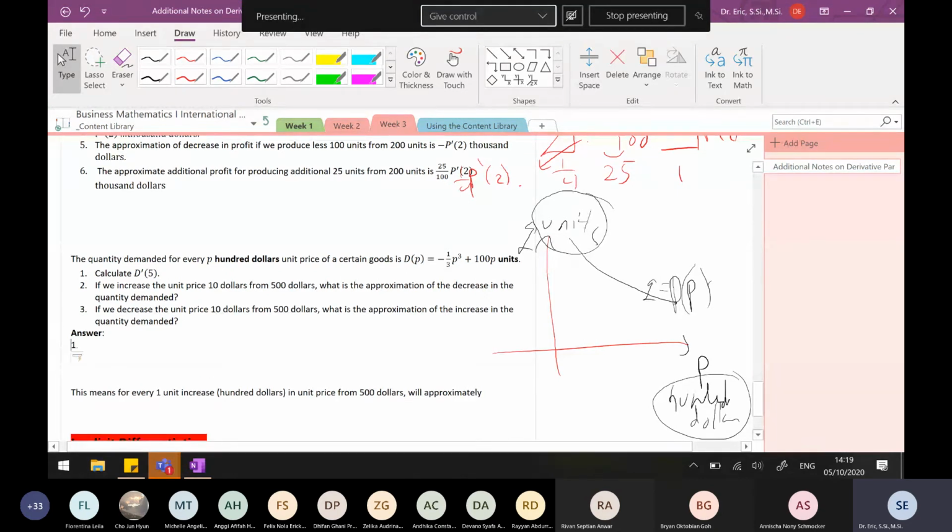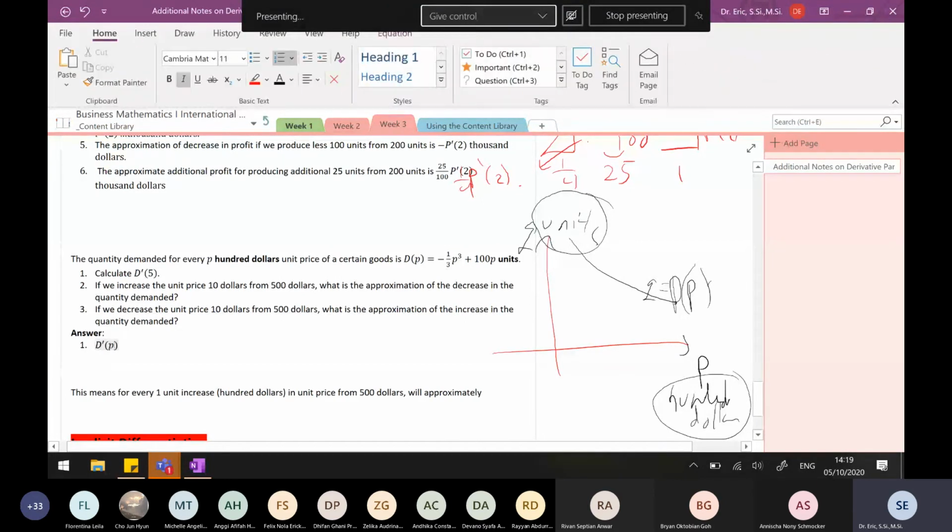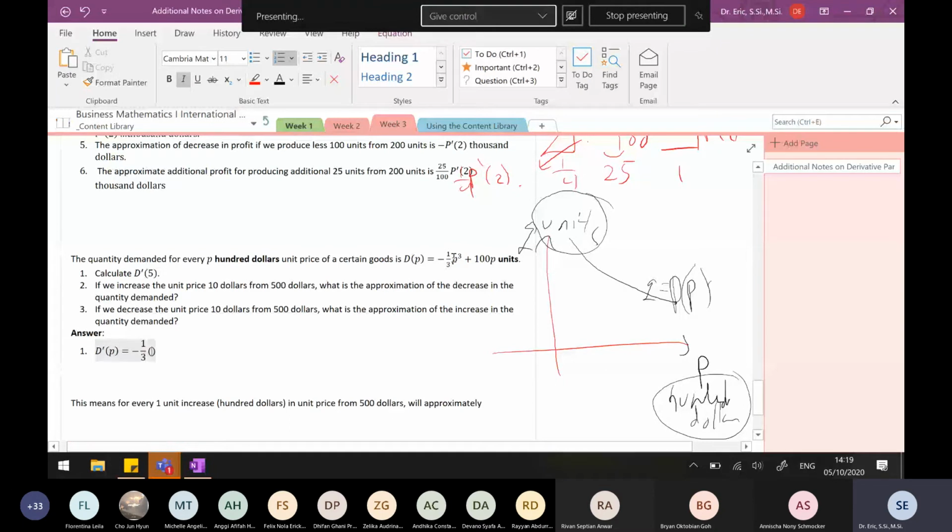Very easy. Calculate D prime 5. Very easy. I have to know what is D prime of X first. Maybe not X, but P, because the independent variable is P. D prime of P is given by minus 1/3 times the derivative of P cubed, which is 3P squared. Plus, what is the derivative of this? This is just a line, gradient 100.